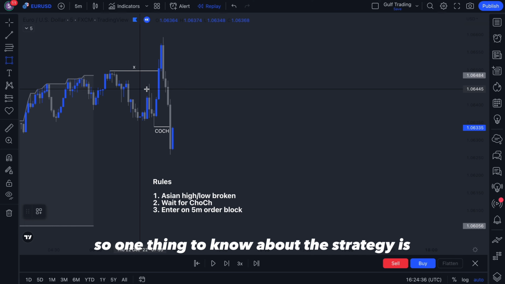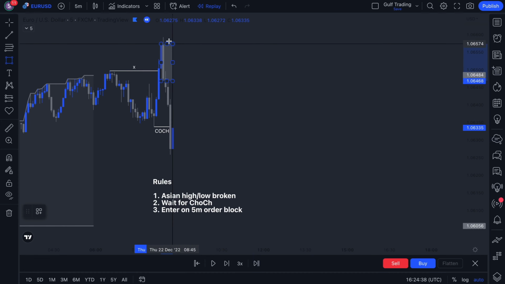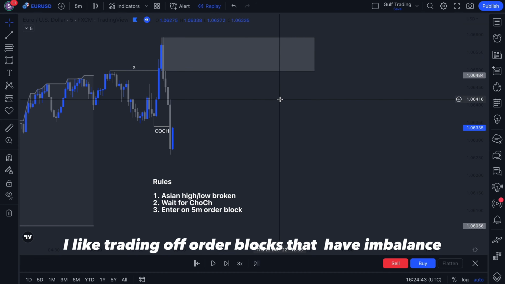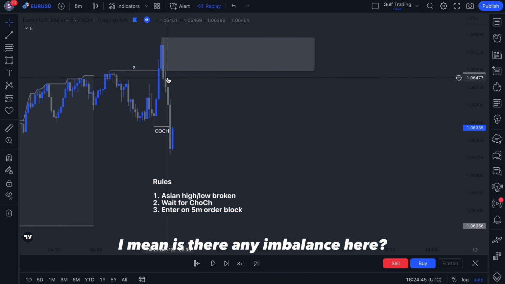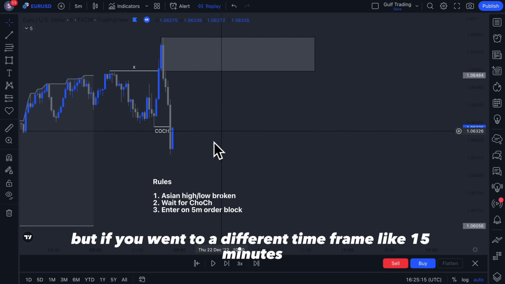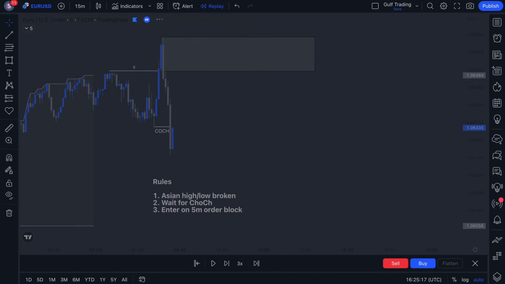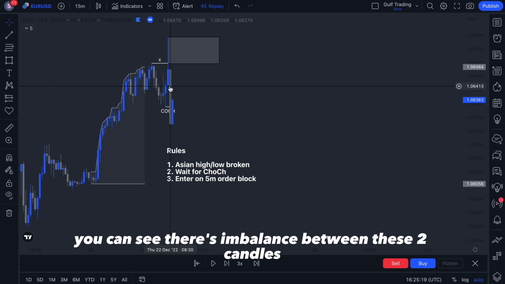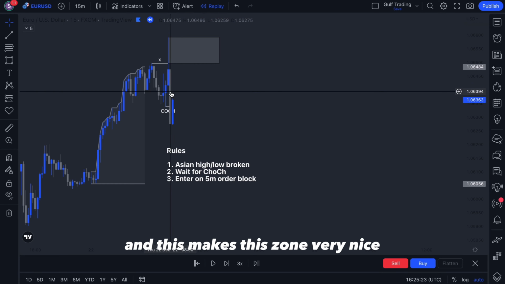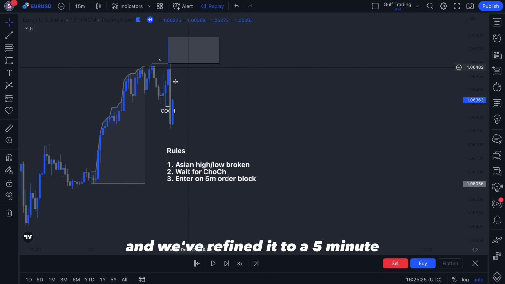So one thing to note about the strategy is if you know the concept of imbalance, and you know I like trading off order blocks that have imbalance. I mean, is there any imbalance here? No, there's no imbalance there. If you went to a different time frame, like the 15-minute, you can see there's imbalance between these two candles, so the price is still probably going to pull up. And this makes this zone very nice. This is your 15-minute order block, and we've refined it to a 5-minute.